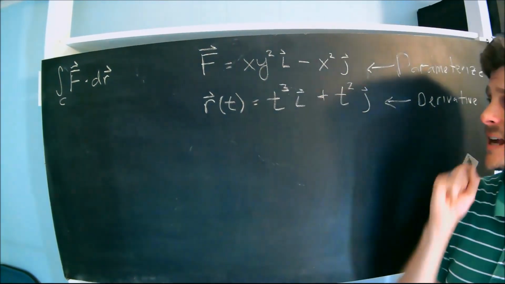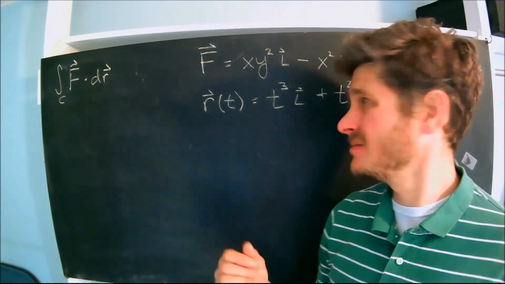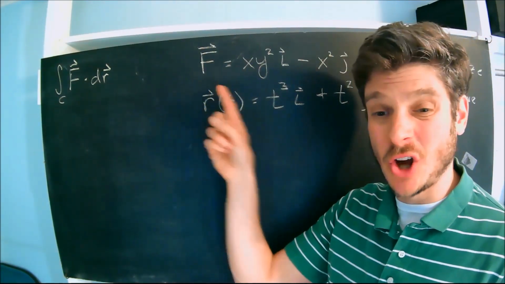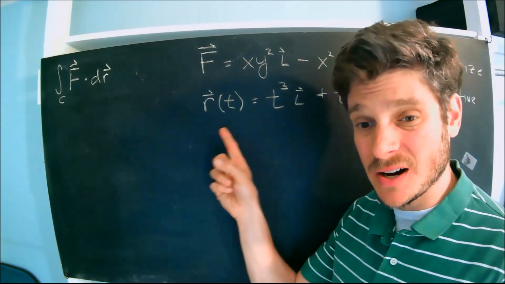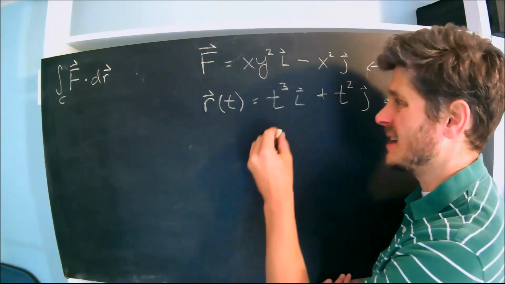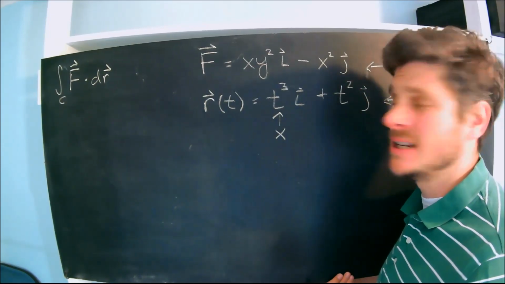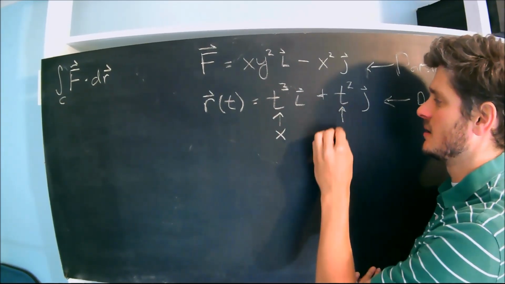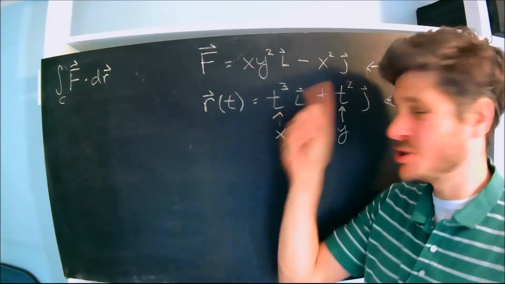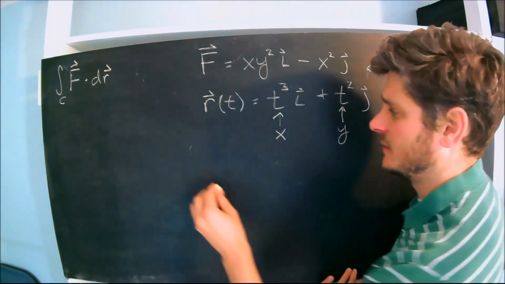So how am I going to parameterize f so that everything's in terms of the same variable? Well, the easiest thing to do is to use your curve. We're going to be evaluating this vector field only at points on my curve given by r. And the way this is set up, here's my x component: my function for x is t cubed. My function for y is t squared. There's my parameterization. There's my x, there's my y. All I need to do now is plug that back into f.